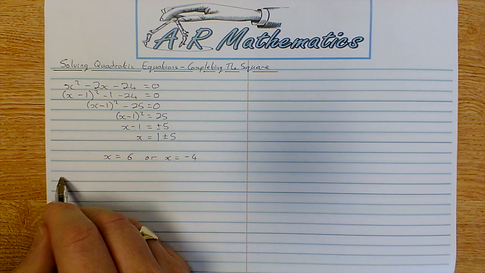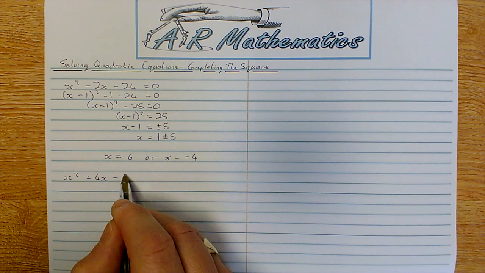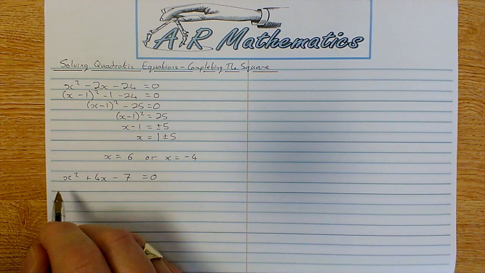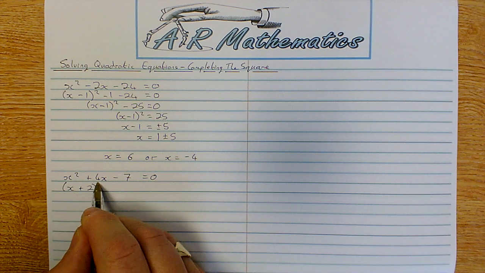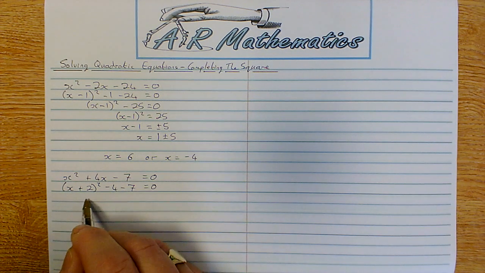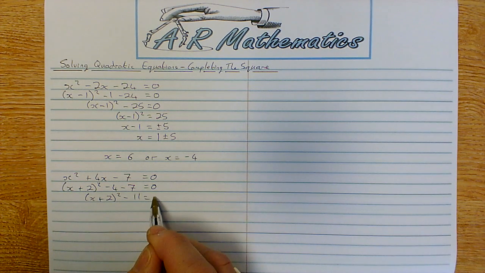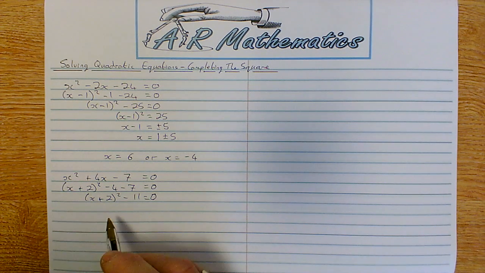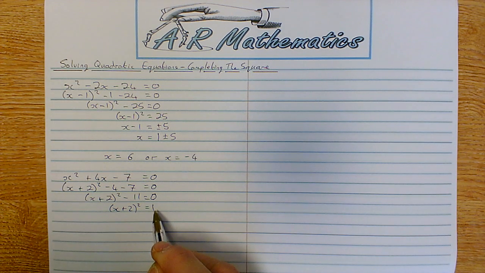Okay, if I try another example, so x squared plus 4x minus 7 equals 0. So I start with completing the square, is x half the coefficient plus 2 all squared, subtract the 4 and subtract the 7. Leaves me with x plus 2 all squared minus 11 equals 0. So if I follow the same process, I start by adding 11 to both sides, which will leave me with x plus 2 all squared equals 11.